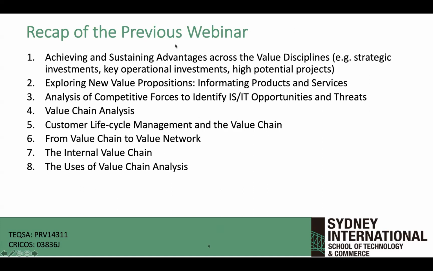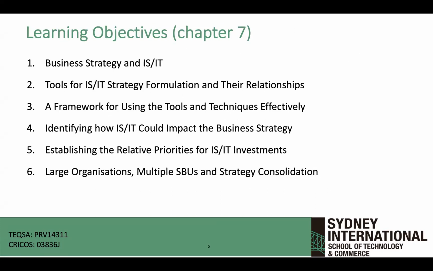So many topics we spoke about earlier, and we're going to build on those. Today we are going to start talking about chapter 7, the business strategy and information system and IT. How are they really linked together?